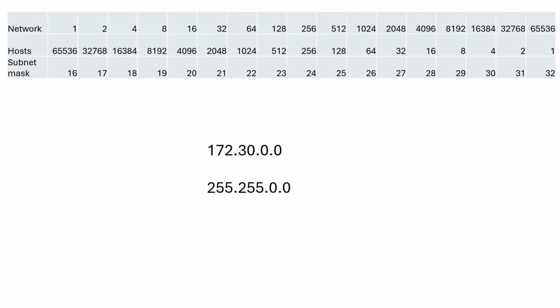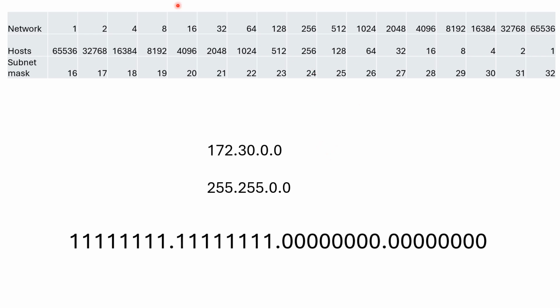Let us take an IP address of 172.30.0.0 with a subnet mask of 255.255.0.0. Let me put the subnet mask in binary. If we count these ones, we can see that these are 16 in total.